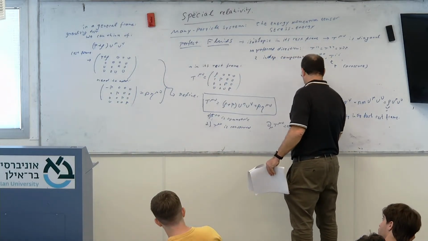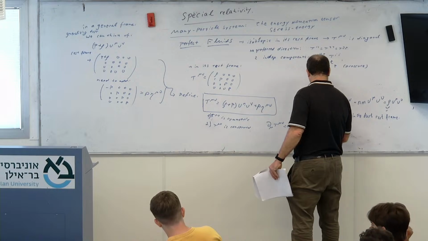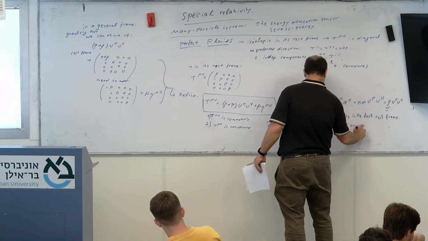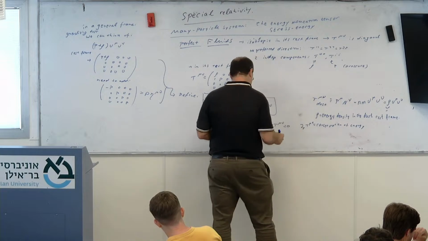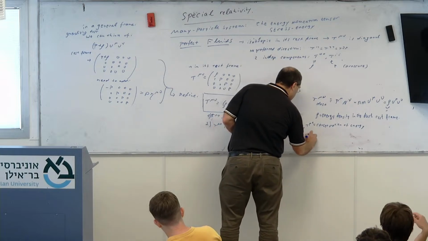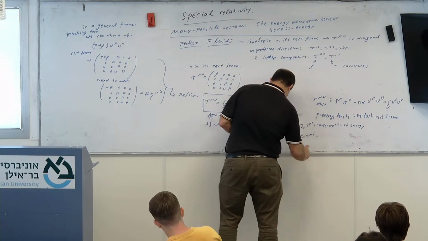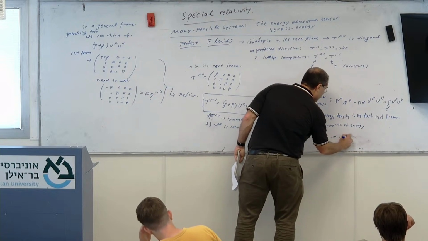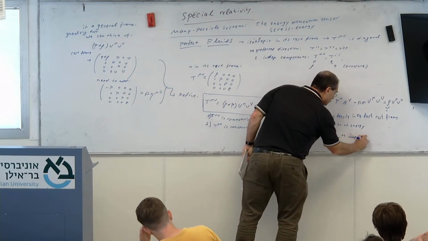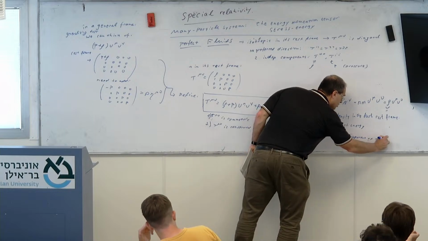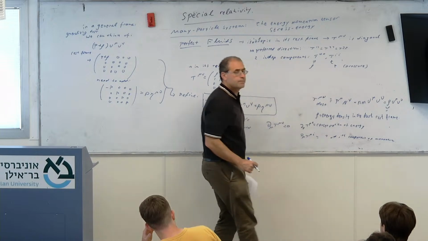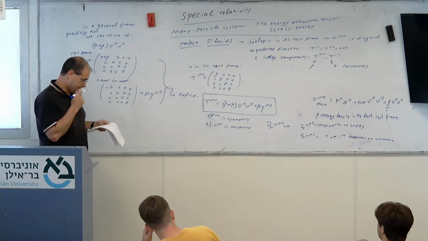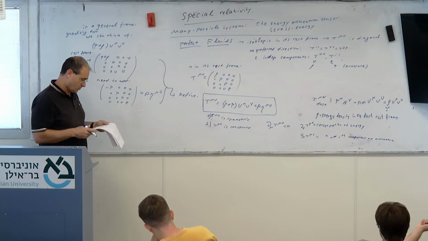d mu T mu 0 is conservation of energy. And d mu T mu i is conservation of the ith component of momentum.